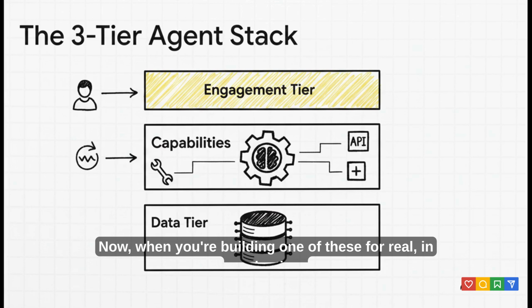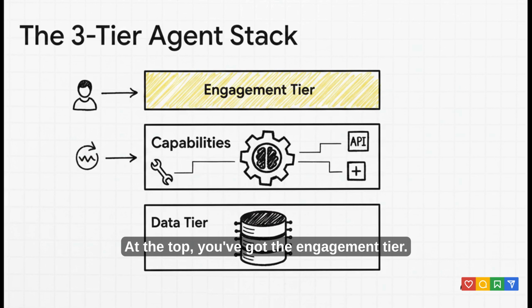Now, when you're building one of these for real, in production, you usually think about it in these 3 layers. At the top, you've got the engagement tier. That's the front door.